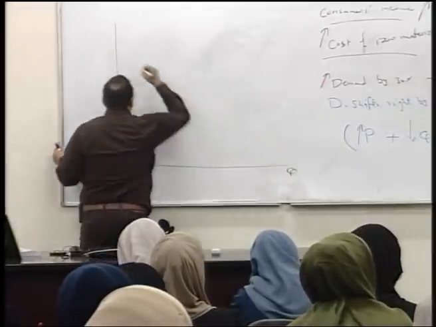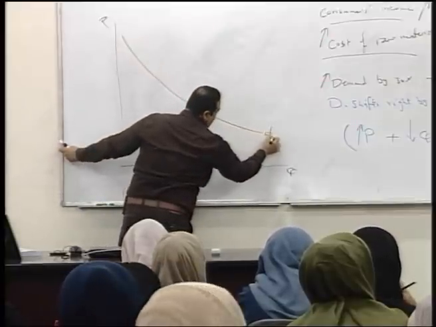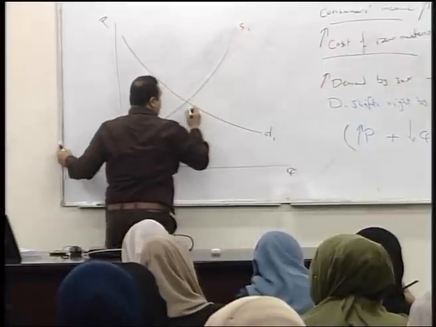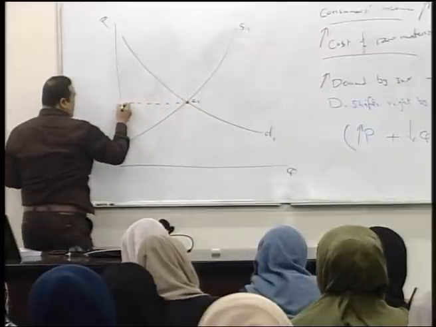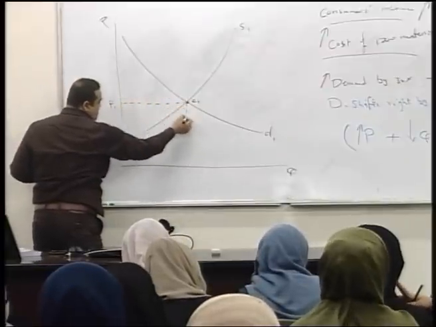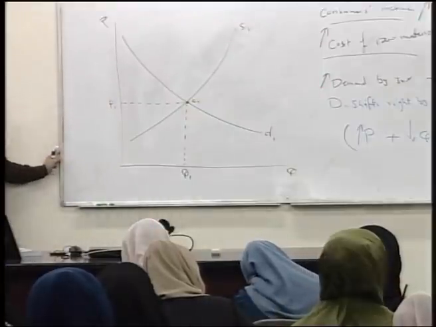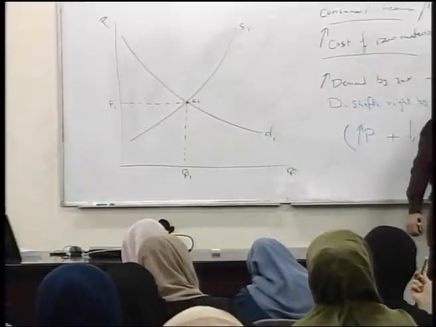Q, price, D1, S1, E1, P1, Q1. Demand shifts right by 30%.